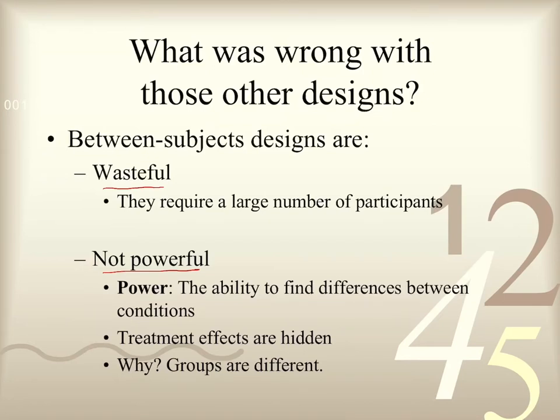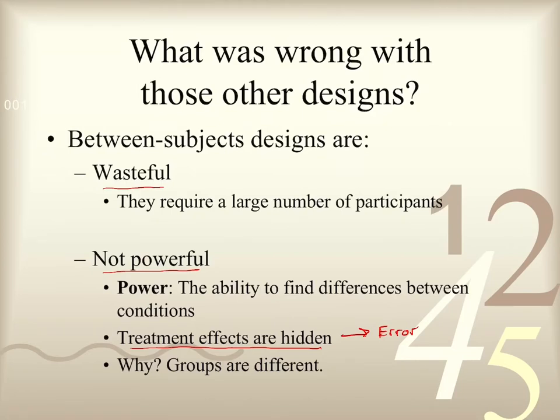So let's go back to the issue of what power is, because it's worth going back over. Remember, statistical power is the ability to find differences between conditions when they actually exist. The ability to detect relationships or differences between conditions when they actually exist. Why do we need power? Well, because oftentimes these treatment effects get hidden in error. The more error we have in our study, the less likely we are to detect the effect that our treatment or our manipulation had on one group versus another.